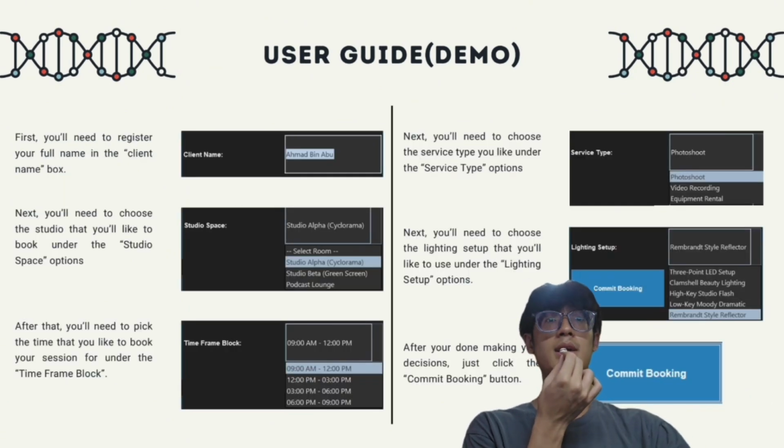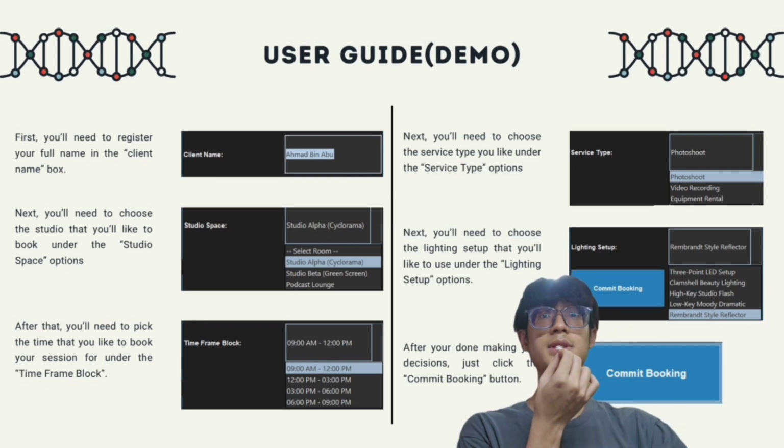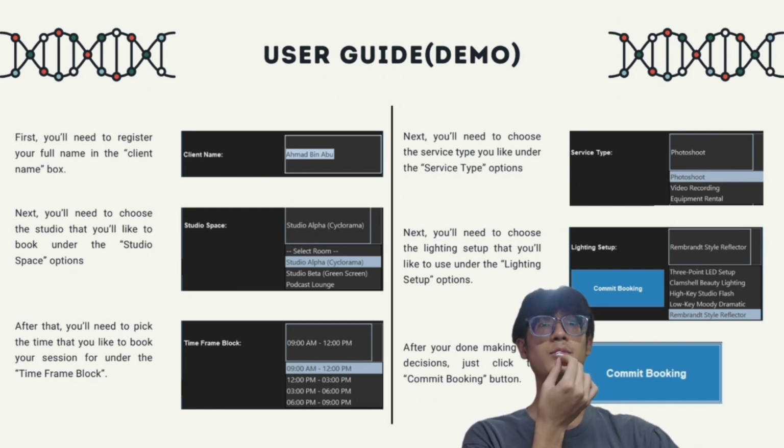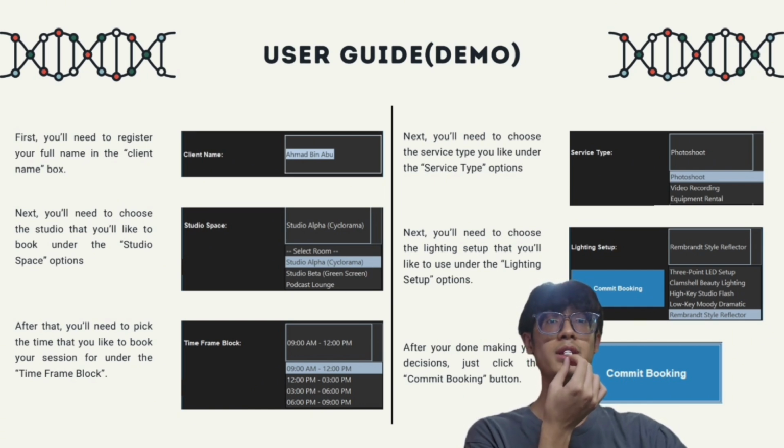So firstly, after clicking new reservation, the staff will need to register the client's full name in the client name box. And next, the staff will have to choose the studio space that the client books. There are three studio spaces available, which are Studio Alpha Filorama, Studio Beta Green Screen, and Podcast Lounge.